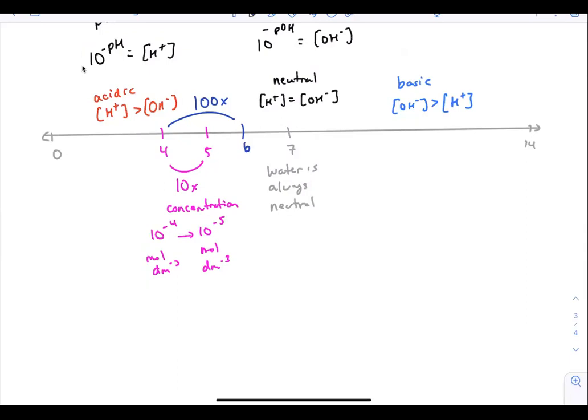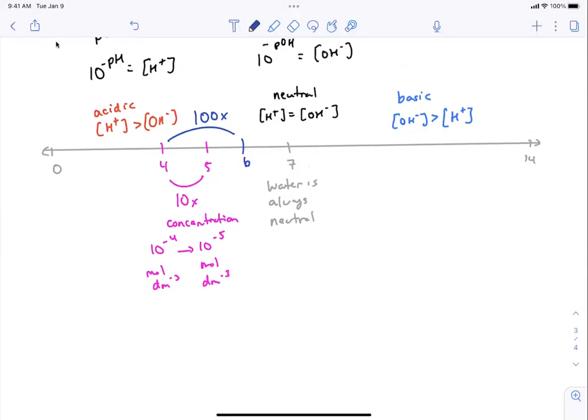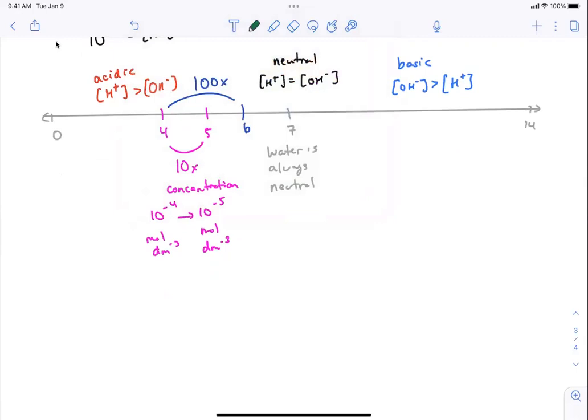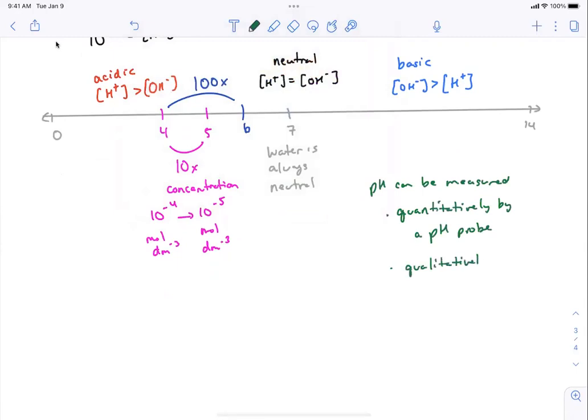Okay. So remember, every increment of pH is that. Now the last thing, or a couple of things here. Let me add this too. So pH can be measured quantitatively by a pH probe or qualitatively by universal indicator.